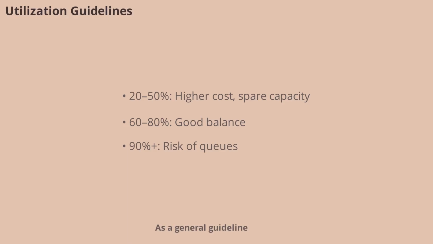As a general guideline, utilization between 20% and 50% means higher cost but plenty of spare capacity. Between 60% and 80%, you achieve a good balance between cost and performance. Above 90%, the risk of queues and increased latency rises sharply. These guidelines help engineers decide how to configure systems for optimal reliability and efficiency.